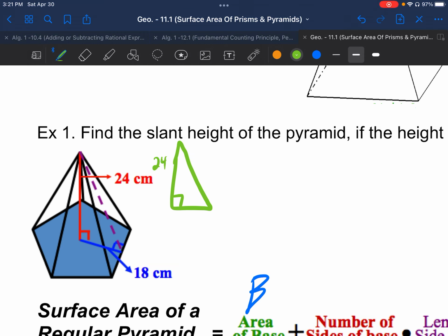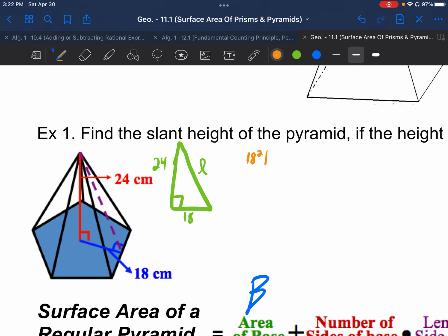And we're told the height is 24 centimeters. The apothem, which means the center of the polygon to being perpendicular to the opposite side, is 18. And we want our slant height, which actually I'm going to do the cursive L since we're going to be using that same variable in a moment for it. So in order to find the third side of a right triangle when we know the other two, we do the Pythagorean Theorem. 18 squared plus 24 squared equals x squared.